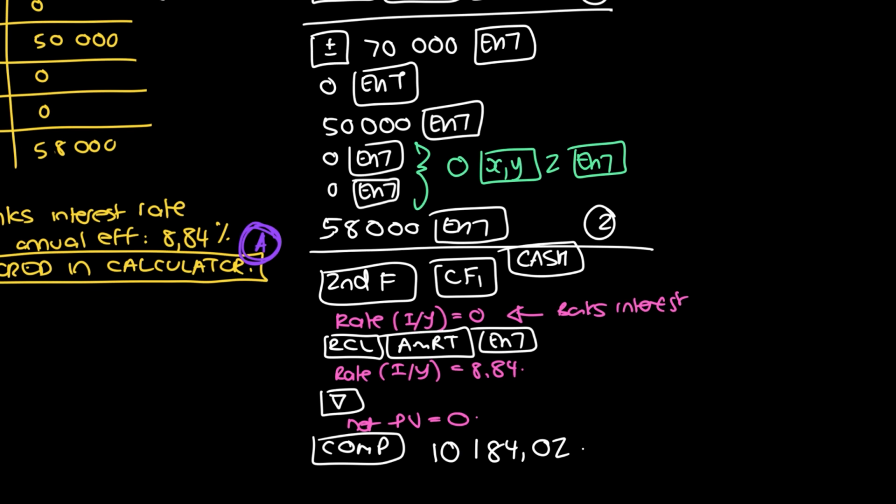Now we can just recognize the fact that the NPV is positive. It's greater than 0. So we are going to accept the project or the investment, because we would have to invest an additional 10,184 Rand and 2 cents into the bank to get the same returns as the investment or project.